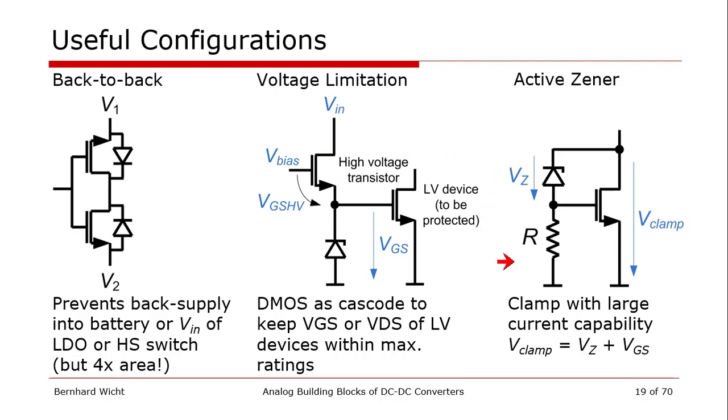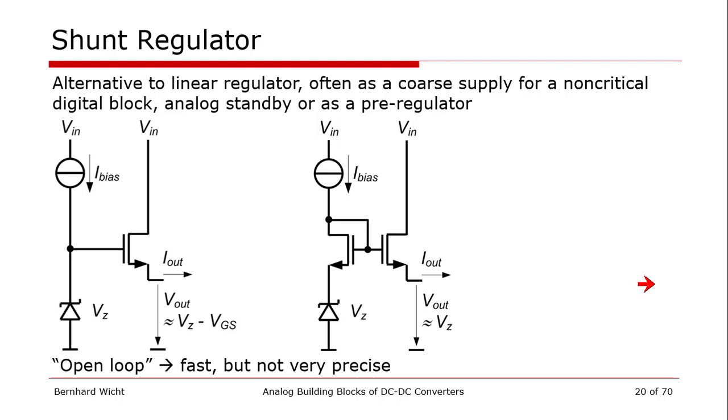So that brings me to the last configuration, sometimes called active zener. It combines the precise clamping voltage generated by a zener diode in addition to a power device which brings you the current capability. So that's a high power voltage clamp for protection purposes, for instance. And in the same way, I want to go to the next slide, we can implement what is called a shunt regulator.